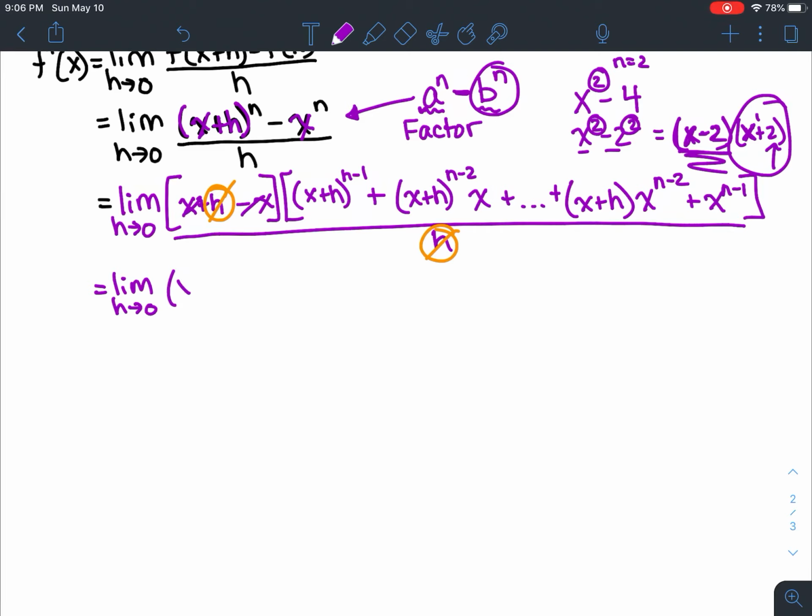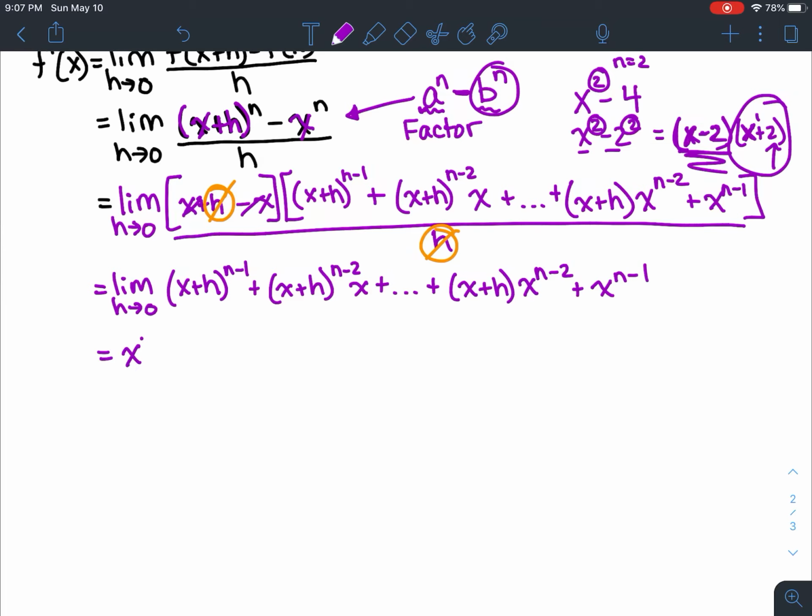So now I'm left with x plus h to the power of n minus 1 plus x plus h to the power of n minus 2 times x, plus and so on, plus x plus h times x to the n minus 2 plus x to the n minus 1. Okay, now I might as well go ahead and sub in 0 for h. So all those h's are gone, so now I just have x to the power of n minus 1 plus x to the power of n minus 2 times x plus x times x to the n minus 2 plus x to the n minus 1. So I just went in and shoved a 0 in for all these h's.